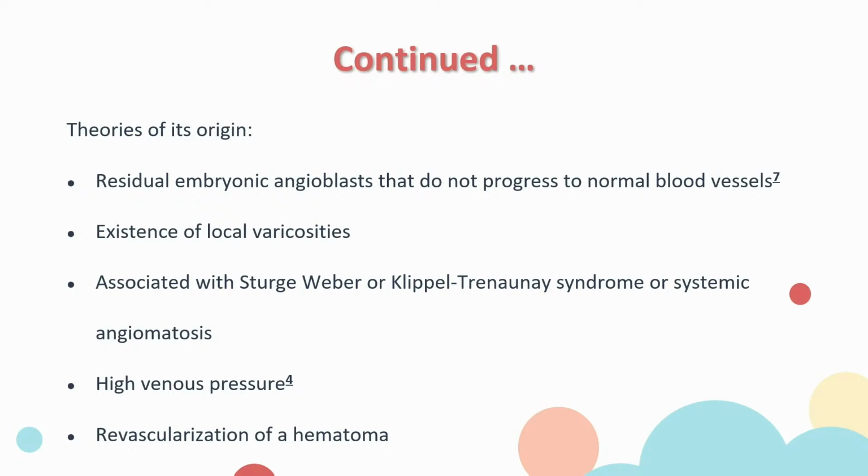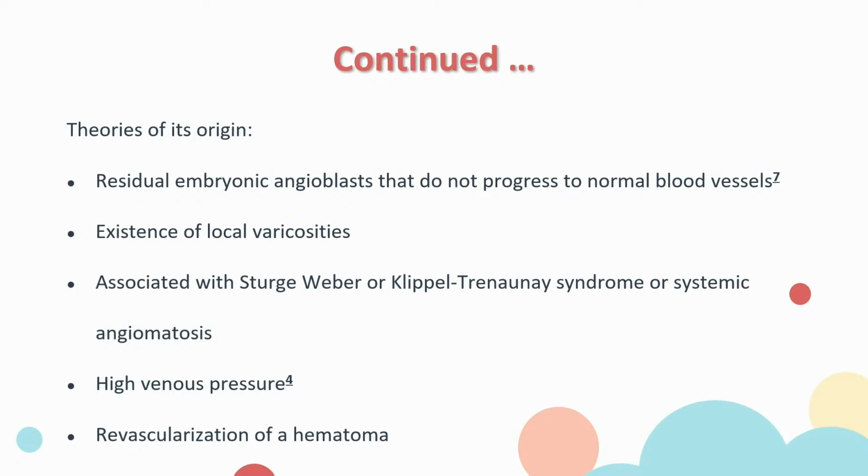Now, theories of its origin. There are residual angioblasts that do not progress to normal blood cells. There is the existence of local varicosities. They say the submucous zone of the urethra in males is highly vascular, more vascular than a normal or an enlarged prostate, and it has extensive arteriovenous anastomotic communications.